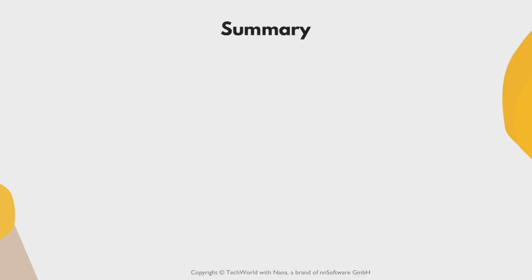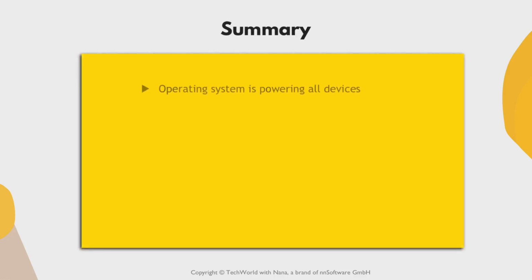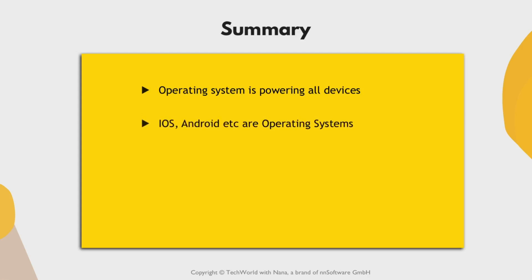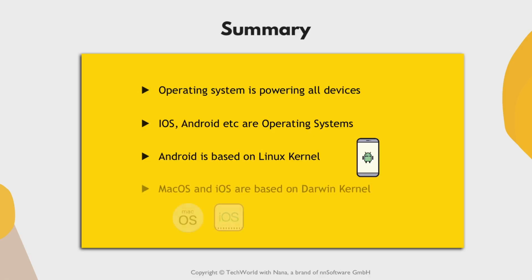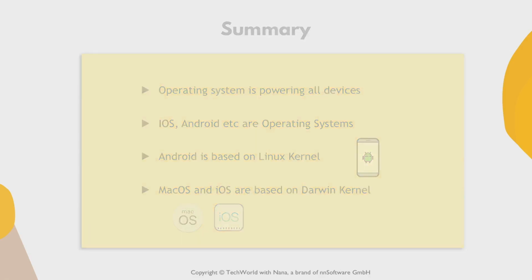So to summarize, basically, an operating system is powering all the devices like servers, laptops, phones, printers. Every device that has hardware and applications on it needs this layer to be in between. So iOS and Android are operating systems. Android is based on Linux, meaning it uses the Linux kernel, while iOS, like macOS, is based on the Darwin kernel.